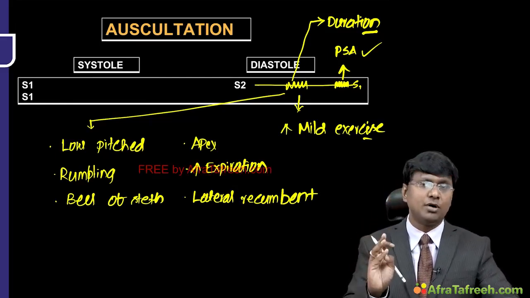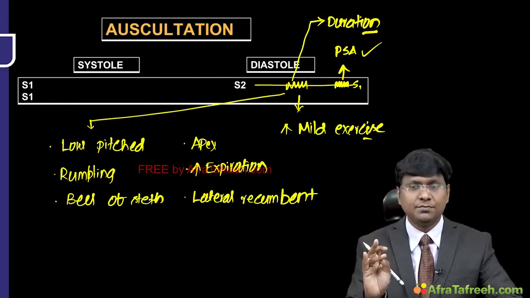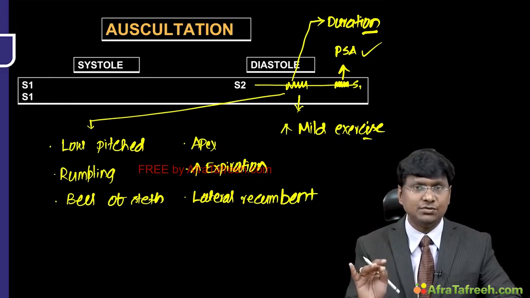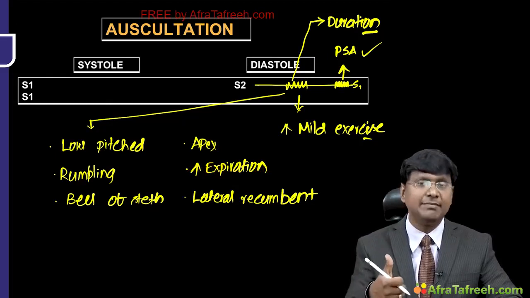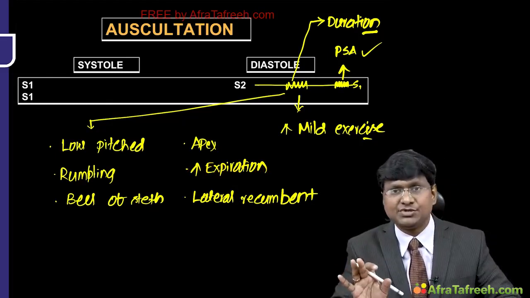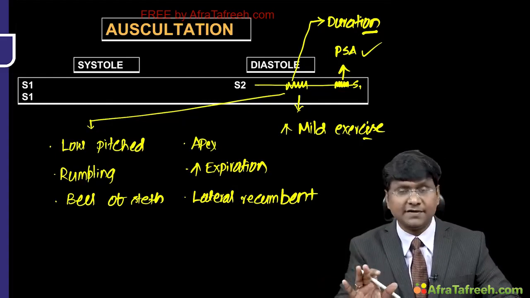So, loud S1 more commonly, loud P2, closely split second heart sound, high pitched opening snap, low pitched mid diastolic rumbling murmur, then pre-systolic accentuation, which is heard in the later part of the diastole.